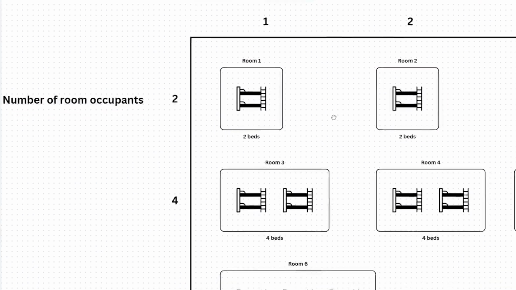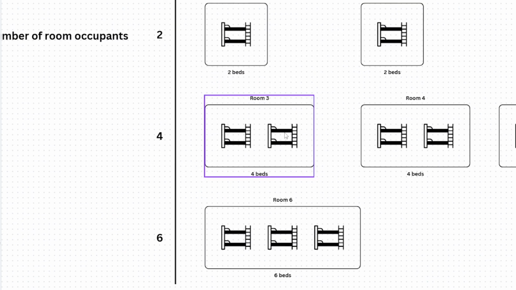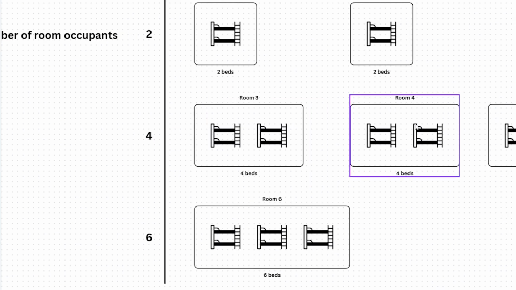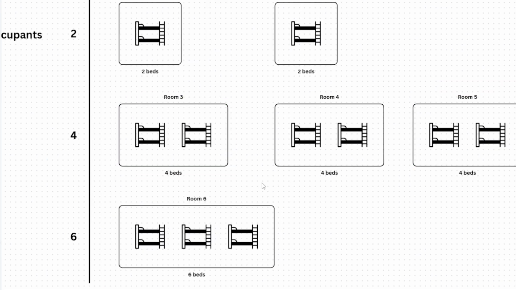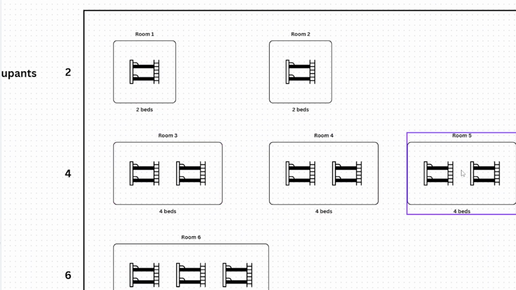That's what this means. Now if you come here to room 3, you see that we have 4 beds over here, meaning room 3 has a capacity of occupants 4. So number of occupants that go into room 3 are 4. And then room 4 also the same. So number of occupants that go into room 4 are 4. And the number of occupants that go into room 5 are 4. So over here you can see we have room 3, 4, 5. So 3 rooms that have occupants of 4. So we have number of similar rooms. So these 3 rooms are similar rooms that have occupants 4.